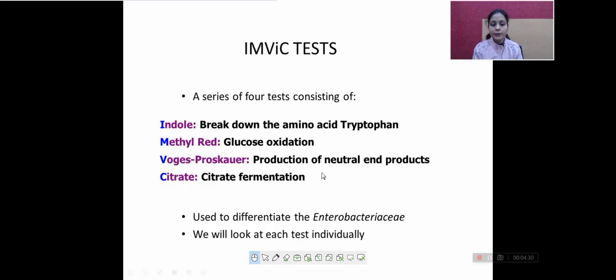Production of neutral end products. And citrate fermentation. It is used to differentiate the Enterobacteriaceae, and we look at each test individually.